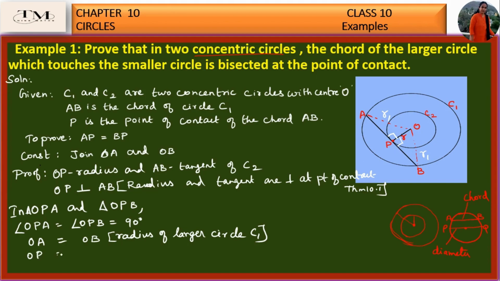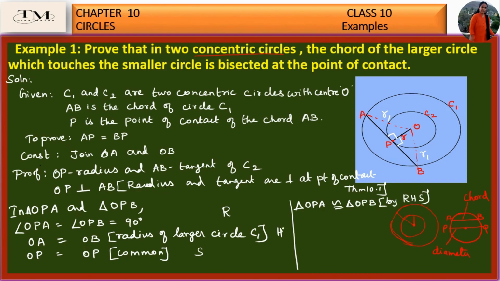So OP equal to OP, because it is common. Now we have a right angle. For the 90 degree, its opposite side is the hypotenuse. So the hypotenuse side is equal and one side is equal. That is RHS. So we can say triangle OPA is congruent to triangle OPB, by the criteria RHS, right angle hypotenuse side.